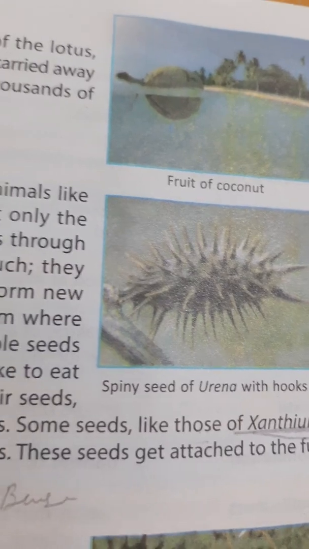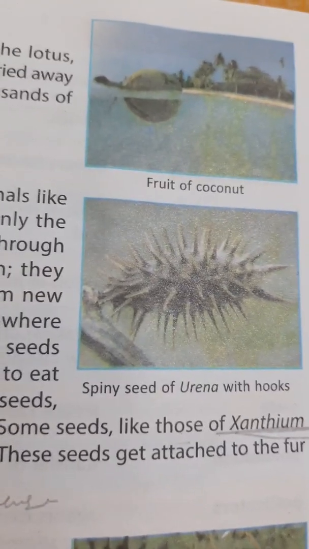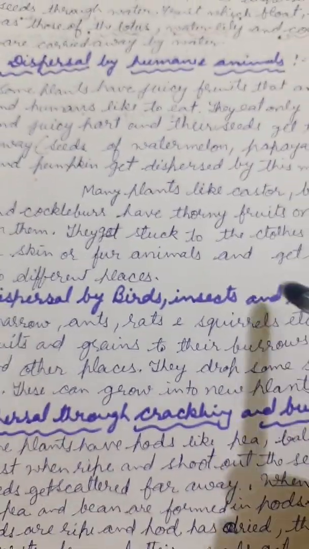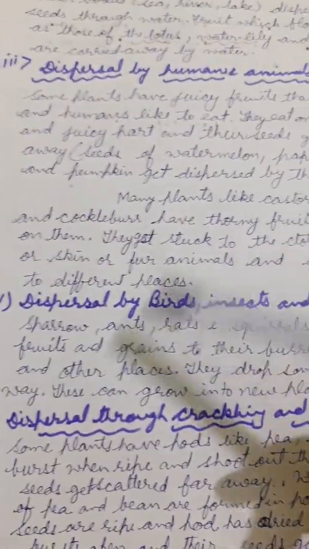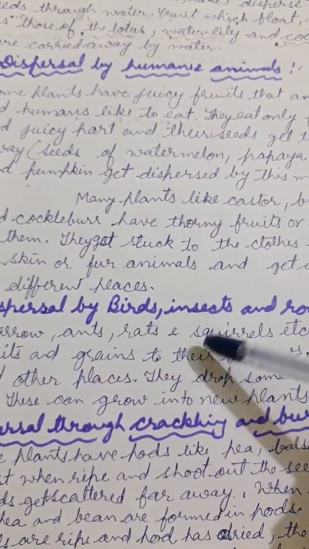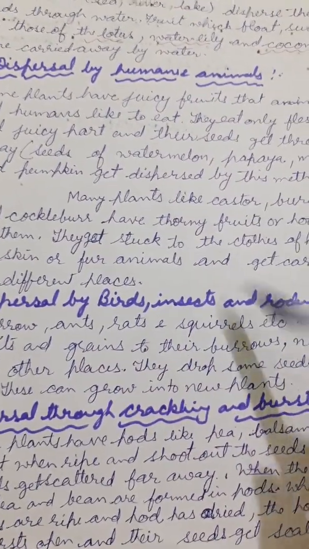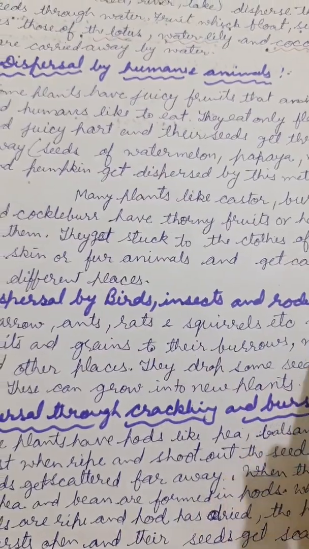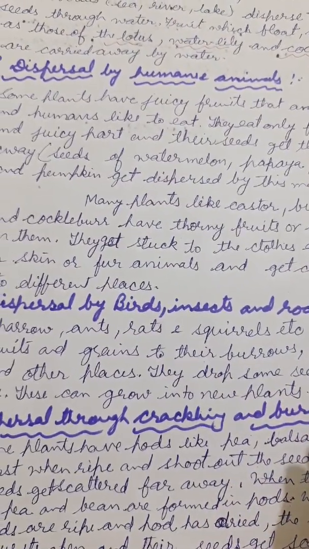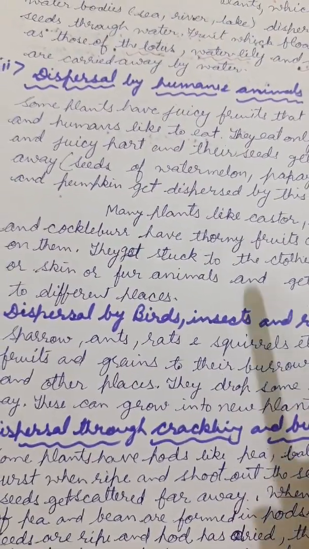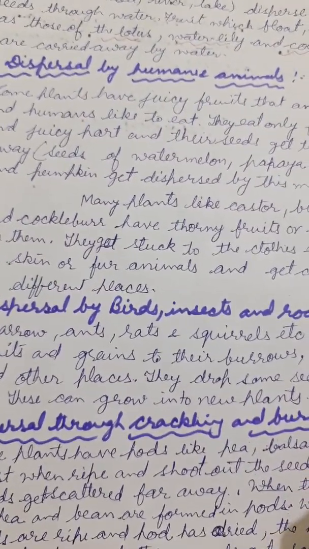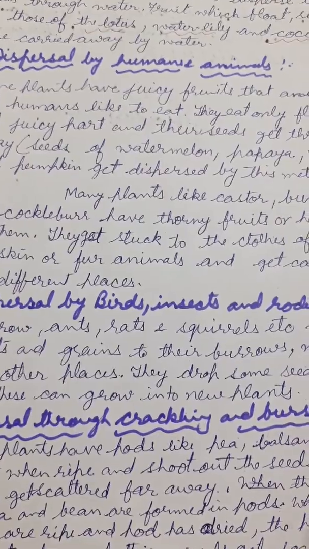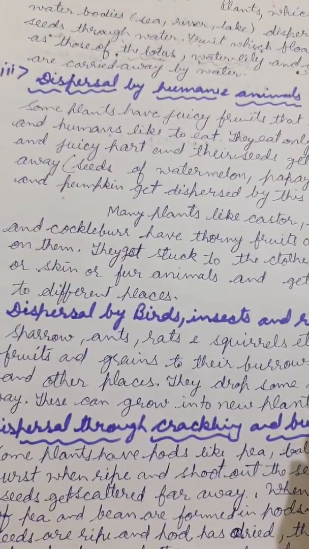And the next type of dispersal of seed is the dispersal by birds, insects and rodents. Sparrow, ant, rat, squirrel, etc. carry the fruit and the grains to their burrows or other places, and they drop some seeds on their way, and these can grow into new plants.